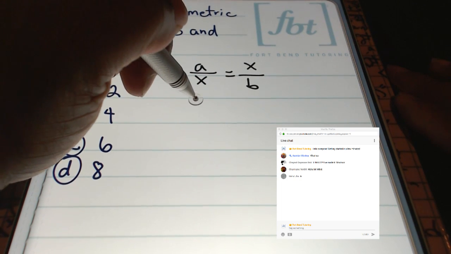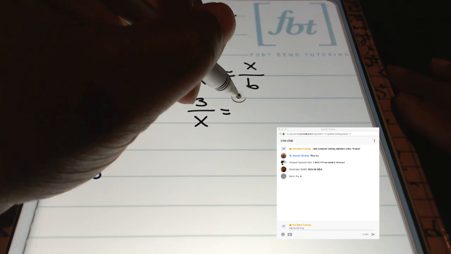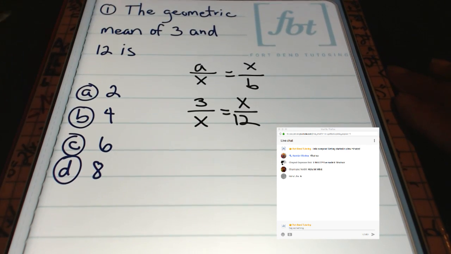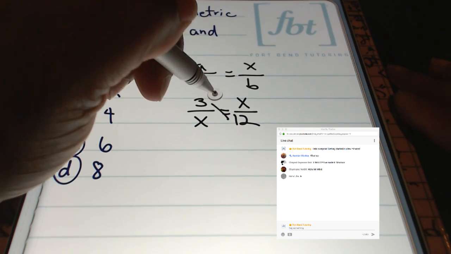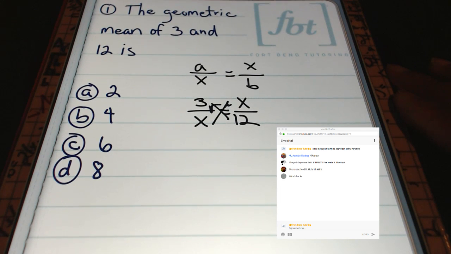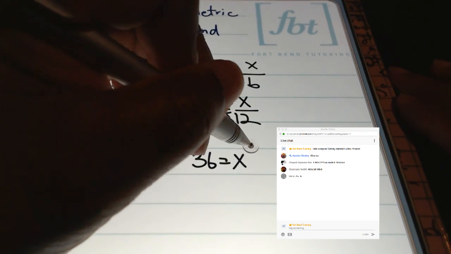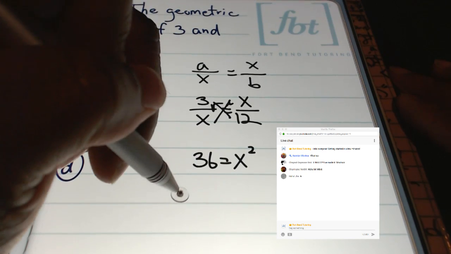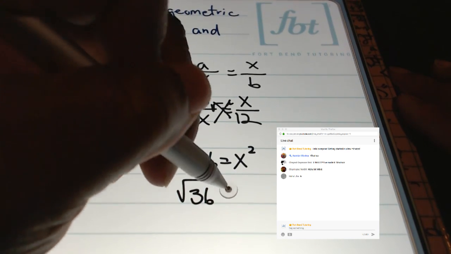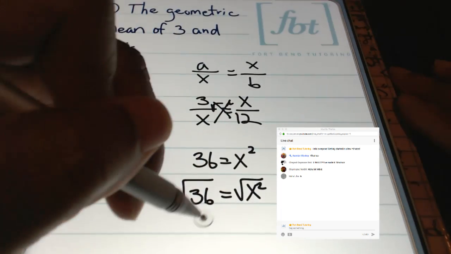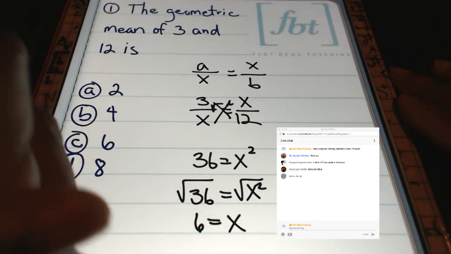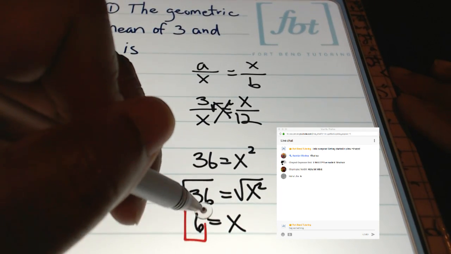So we'll rewrite this as 3 over X equals X over 12. Raul already says that we have 6 as an answer. Let's go ahead and verify that. We're going to be cross multiplying here using that extremes means method, to end up with 36 equals X squared, guys. Take the square root of both sides, and of course we want the positive root here. So X equals 6, and as Raul said, we have our answer here.